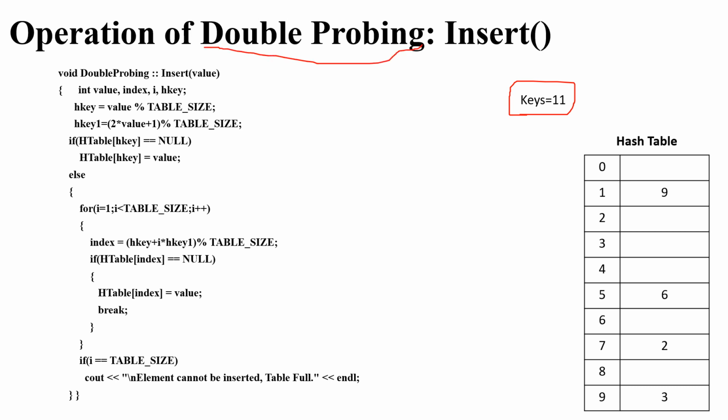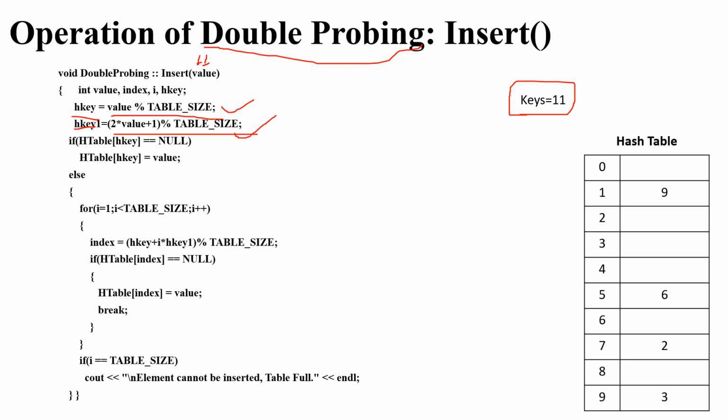As the name says, double hashing, so what will we do here? We'll use two hash functions. Here I have taken two hash functions. Now I am going to insert 11 in my table. First I will pass 11, and then I am going to calculate the index using the first hash function, and also calculate the index using the second hash function. So I have calculated two values, H(key) and H1(key).